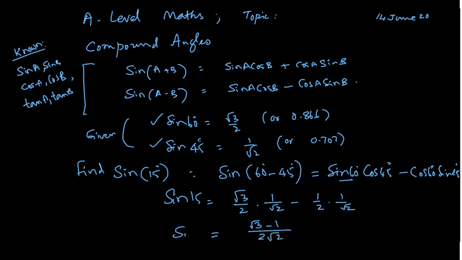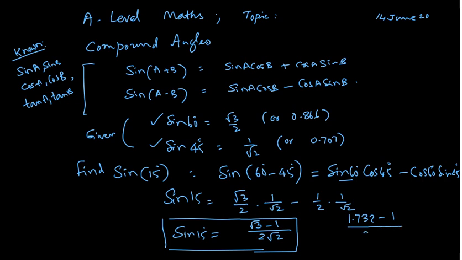This is in surd form. That means you don't simplify the root 3 and so on. So we call this the surd form. This is the sine 15 value. If you want to simplify, or use the calculator, 1.732 minus 1, divided by 2 times 0.707. So that's equal to 0.732 divided by, this is 1.414. So root 2.